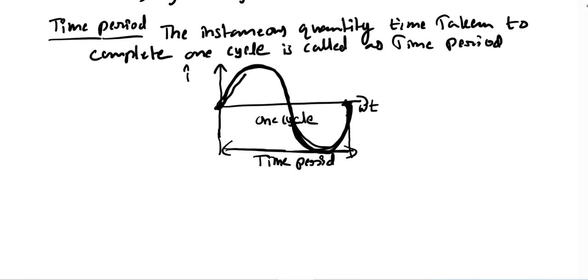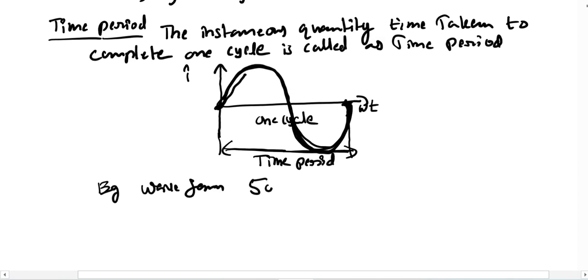Suppose, for example, my waveform has 50 hertz, then I can say that it has 50 cycles per second. That is the meaning. One cycle means this is called one cycle. Like that we have 50 cycles per second, so for that waveform you can say that the waveform has a frequency of 50 hertz.